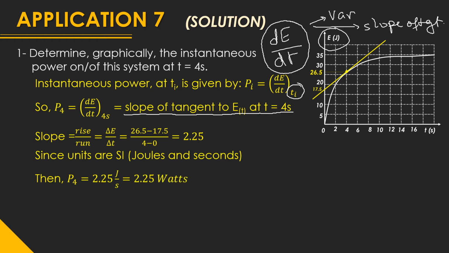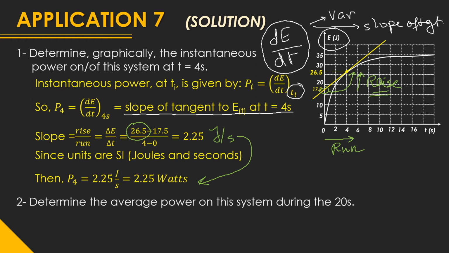How would you find slope? We know that slope is rise over run. What is the rise here? The rise is moving from here up to here, which is this. So here is the rise. And where is the run? It is simply running from 0 to 4. This is the run. So slope is rise over run, which is 26.5 minus 17.5 over 4. Now, units are joules and seconds. So this is joule per second, which is nothing but the watt itself. Okay, so here it's better to say rise instead of raise, but it's fine.